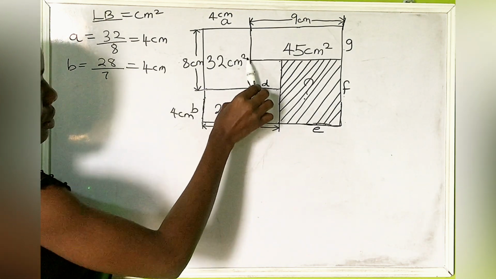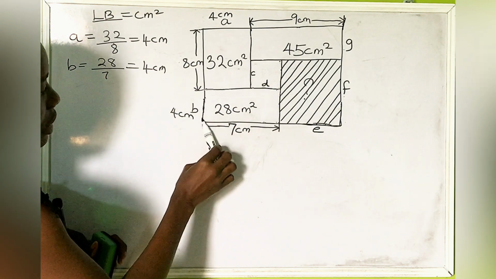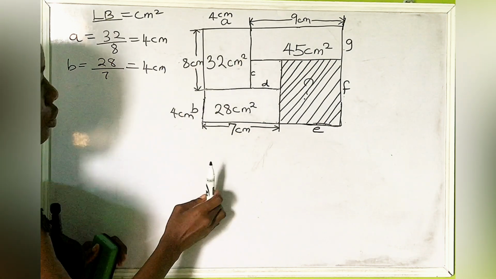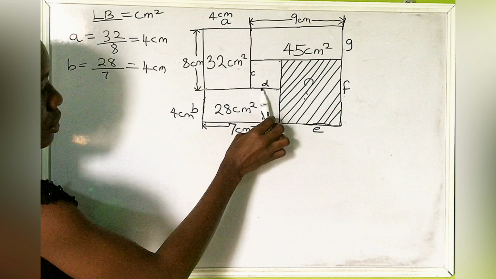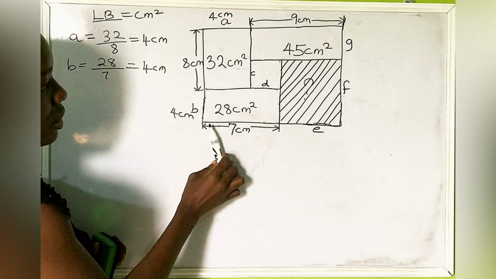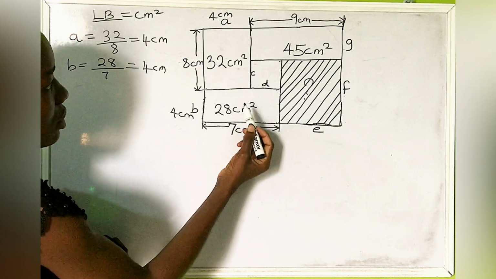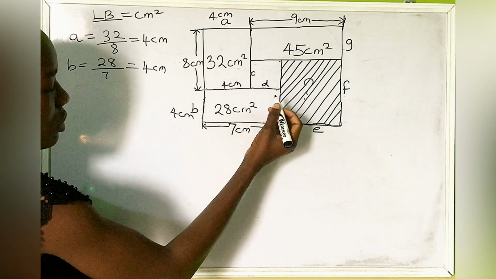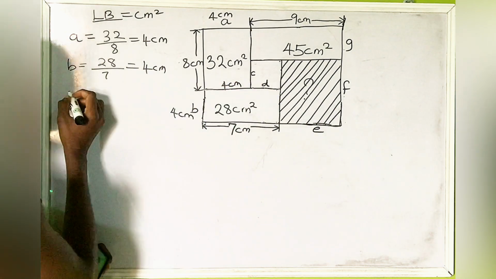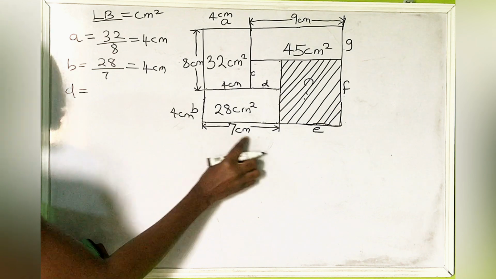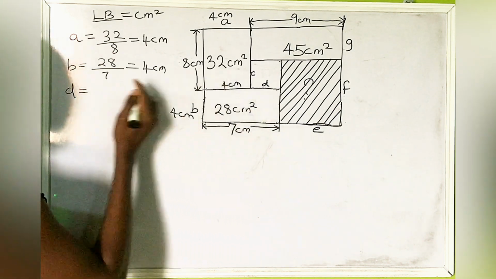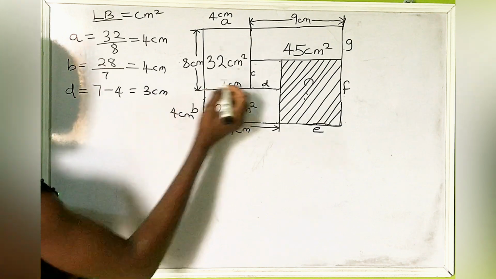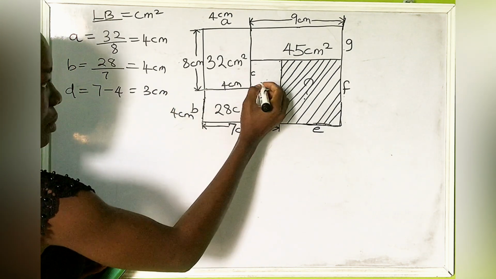Now our D, we can see that from here to here is 8, right? And from here to here is 4. This is making it 12. But now let's look for D. To find D, if this is 4, this becomes 4. Now, D becomes 7 minus 4, and that is 3 centimeter. So D is 3 centimeter.